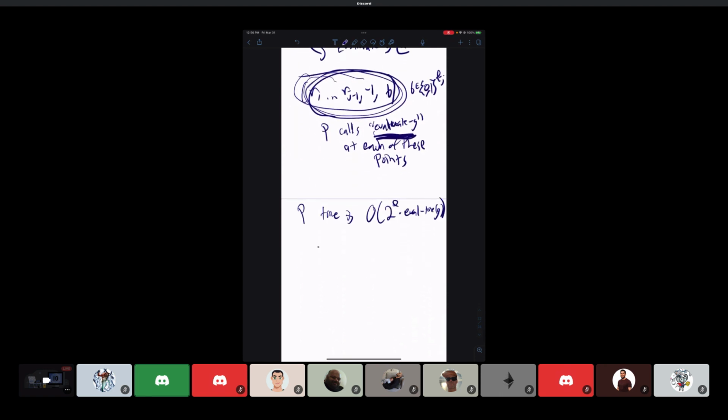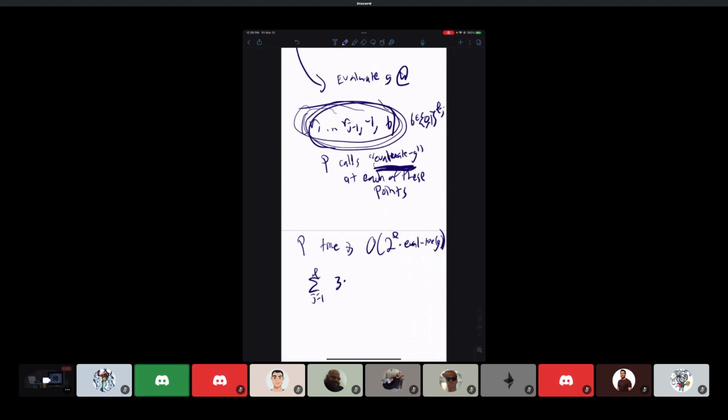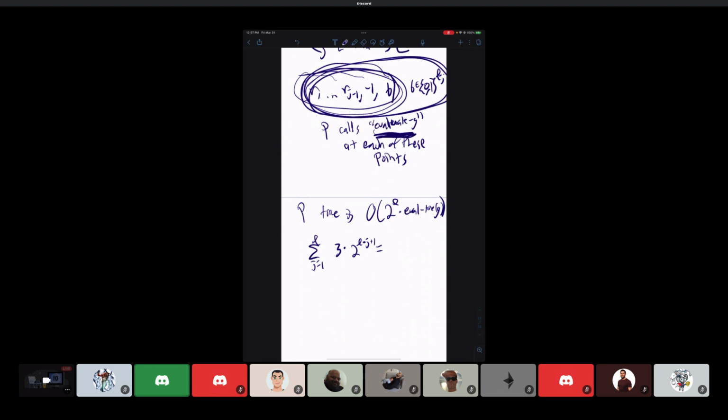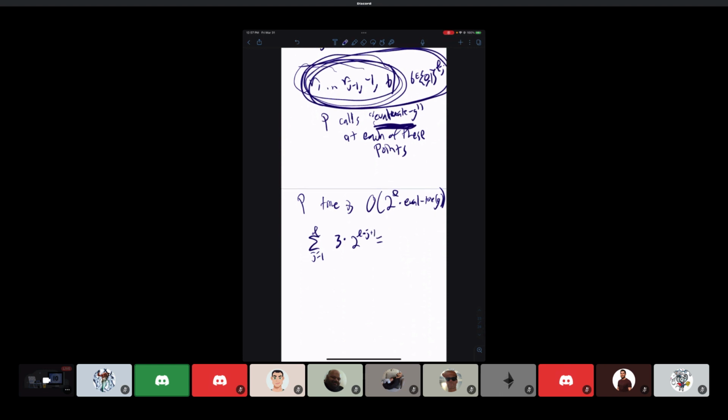So the total number of evaluations over all rounds is the sum over all rounds j of 3 times the number of points here, which is something like 2 to the l minus j. Maybe it's 2 to the l minus j plus 1 or something. Anyway, this sum is dominated by its first term because it's a geometrically decreasing sum. So this is actually just order 2 to the l evaluations. That's where this claim comes from.